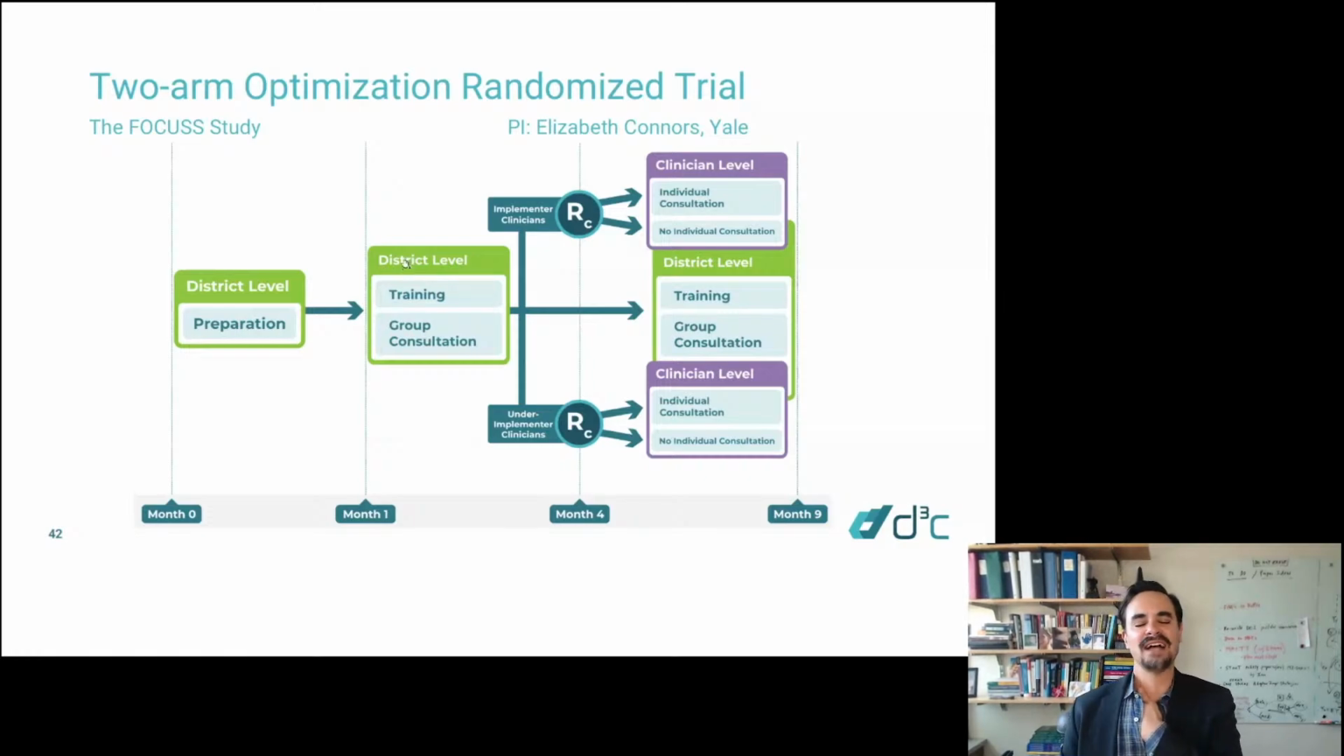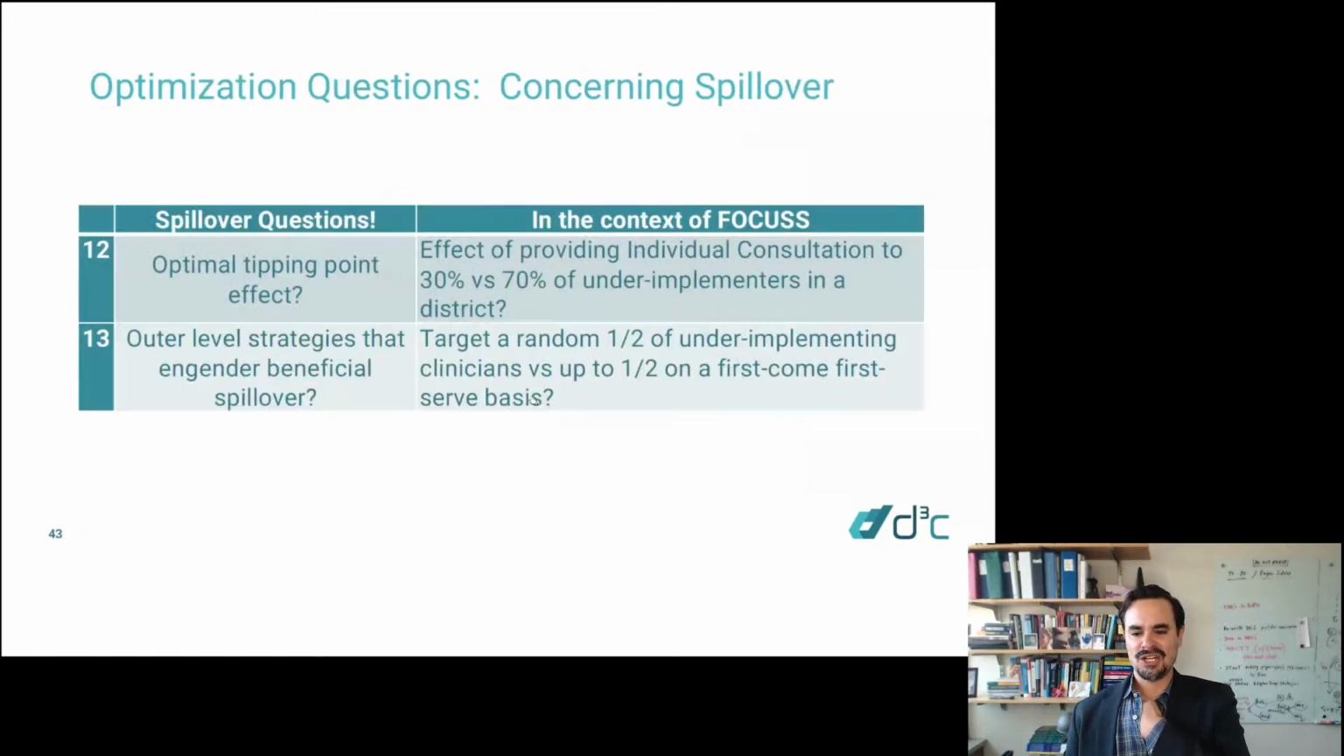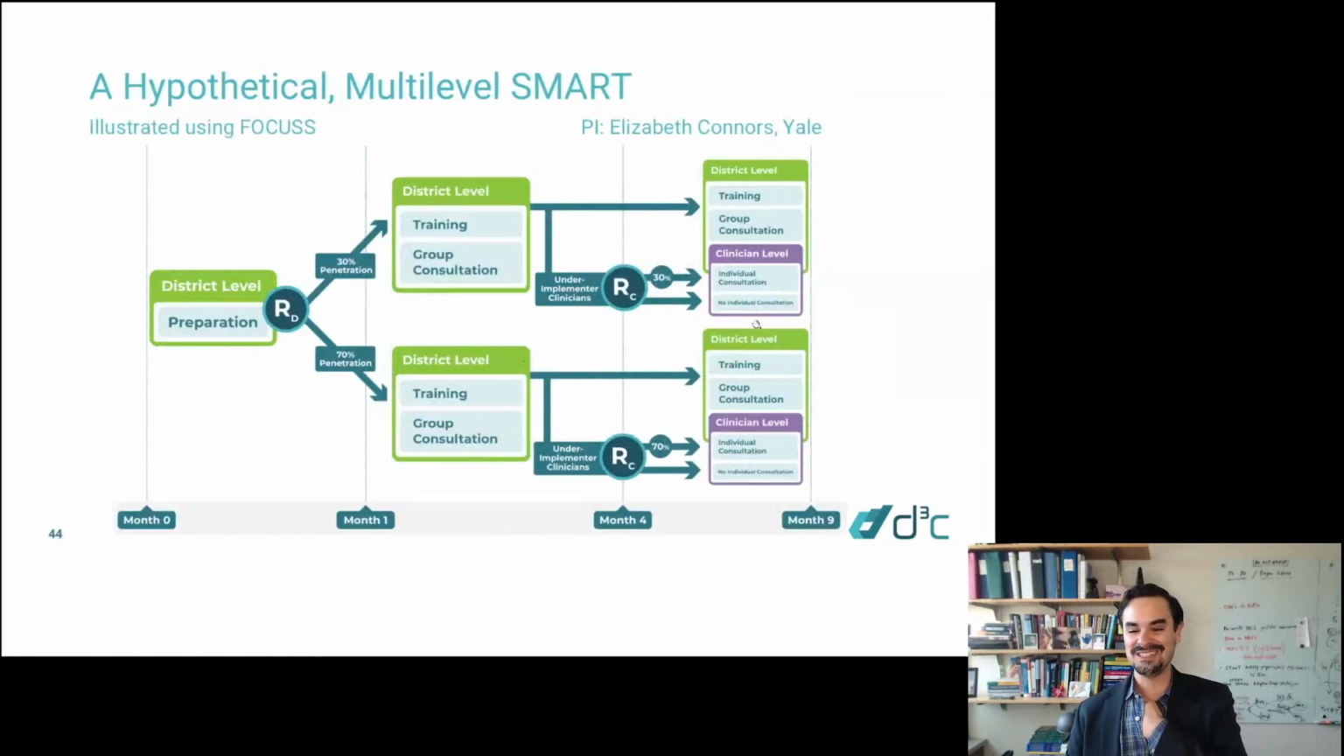So let's fast forward to a world where we already know how to define under-implementing clinician. Well, I have a limited budget in the state of Connecticut. Is there an optimal tipping point? Should we only provide individual consultation up to 30% of under-implementers or up to 70%? That's pretty cool because I can actually do that in a SMART. I can actually answer that question, which is so nuanced and so delicious, in a SMART. But I have to do it using multiple levels of randomization.